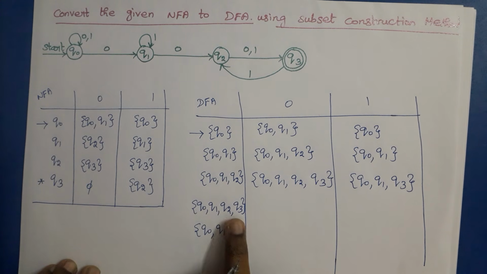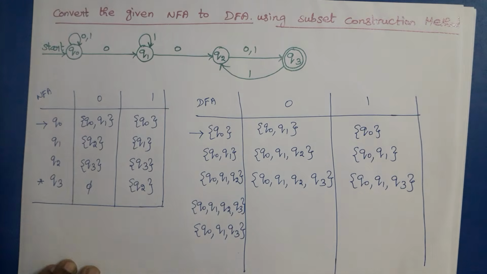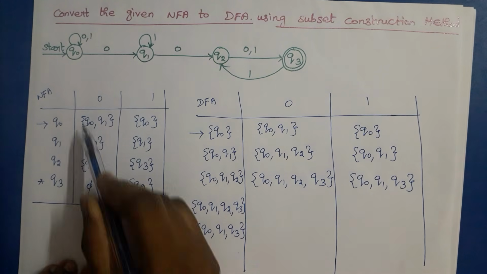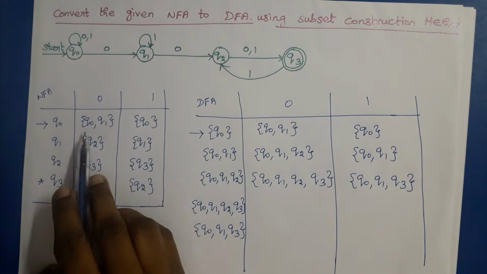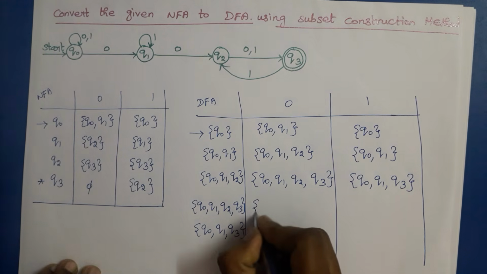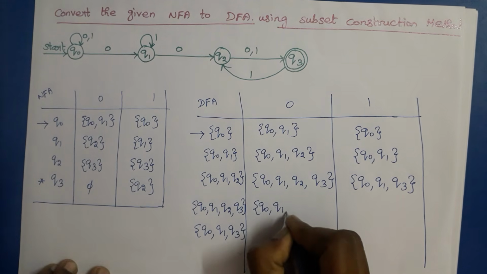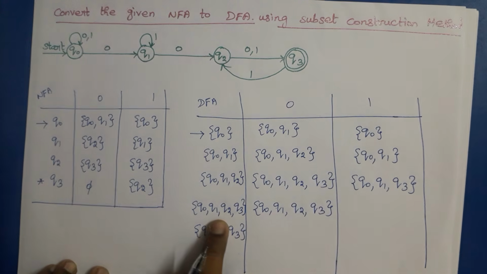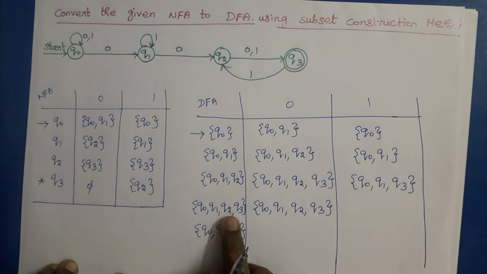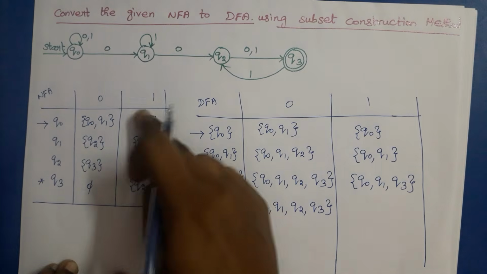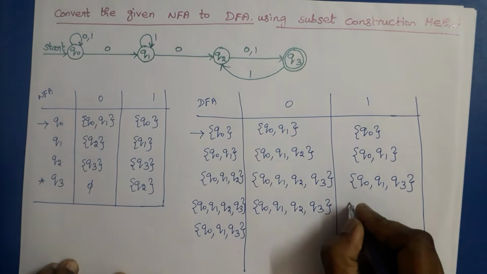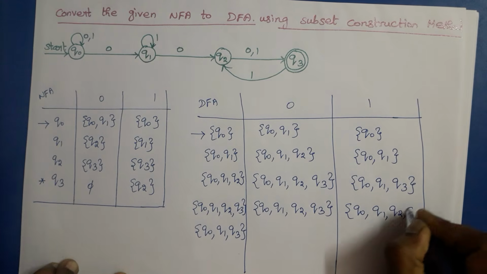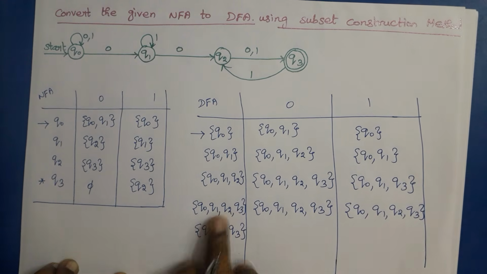Then Q0, Q1, Q2, Q3 and 0. So Q0, 0, Q1, 0, Q2, 0, union Q3, 0. The union of all these gives Q0, Q1, Q2, Q3, and this is already written. Then Q0, Q1, Q2, Q3 and 1. The union of all these gives Q0, Q1, Q2, Q3, and this is already written.